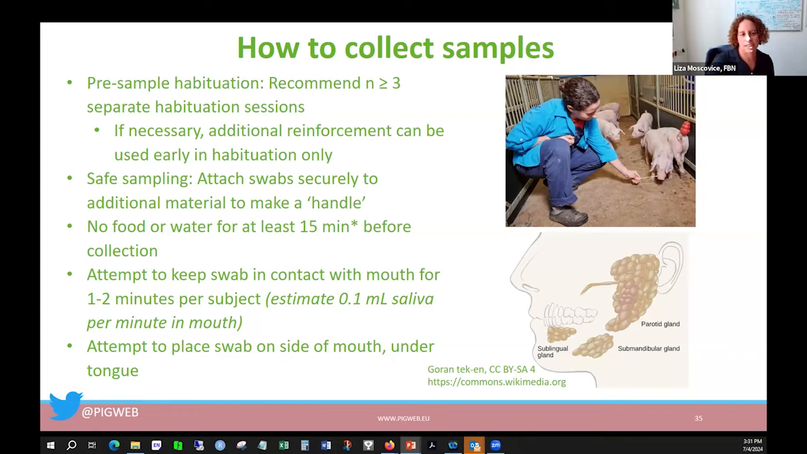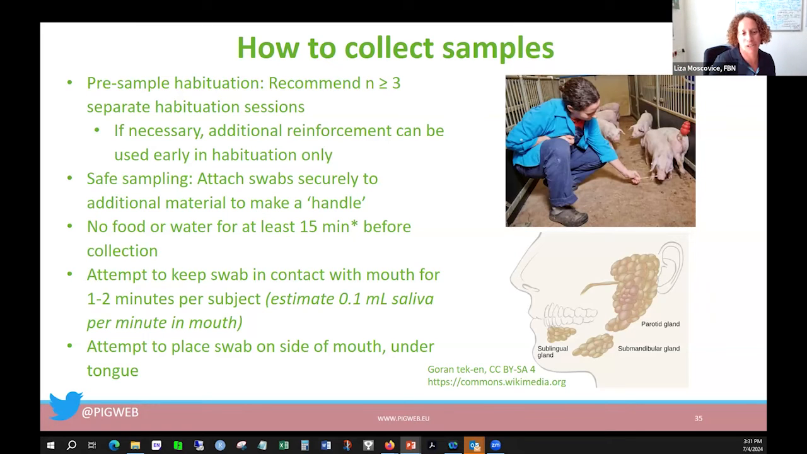Attempt to keep the swab in contact with the mouth for 1 to 2 minutes per subject. Of course, this varies by age and animal, but you can estimate about 100 microliters of saliva per minute the swab is in contact with the mouth. You don't have to have the swab in contact with the mouth continuously for 2 minutes, but in total 2 minutes will give you about 200 microliters, 0.2 mL. That's a good amount for trying to measure oxytocin.